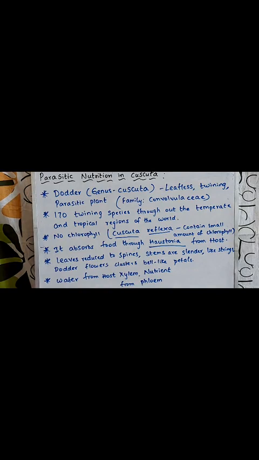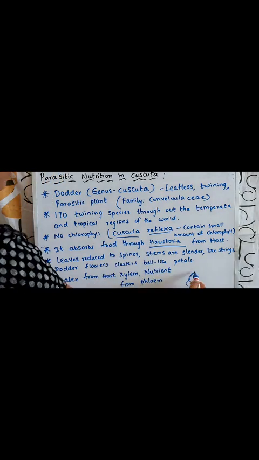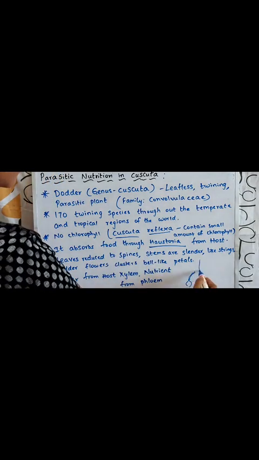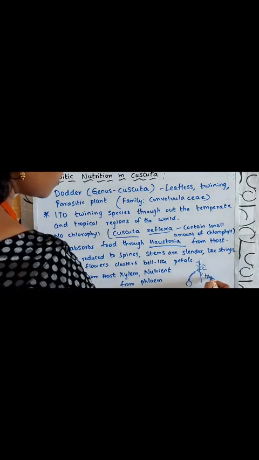So here is how parasitic nutrition in Cuscuta takes place. After the seed germination, the seed will start germinating and it will produce long slender stems. Later, it will start attacking the host plant, whatever plant is present over there. After it reaches the host plant, it will produce string-like structures known as haustoria.